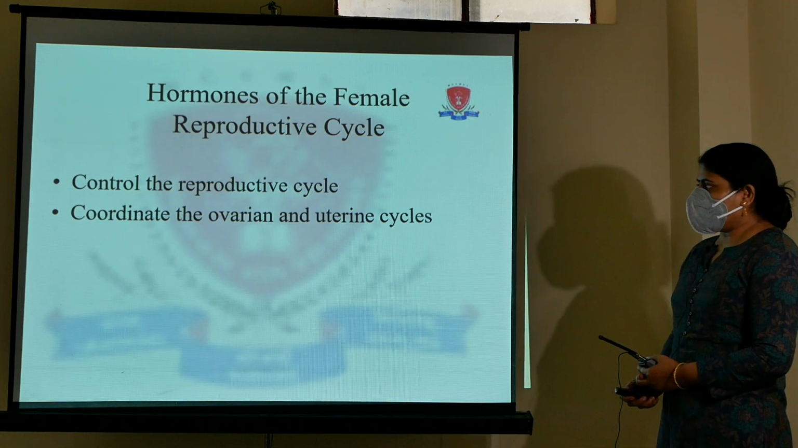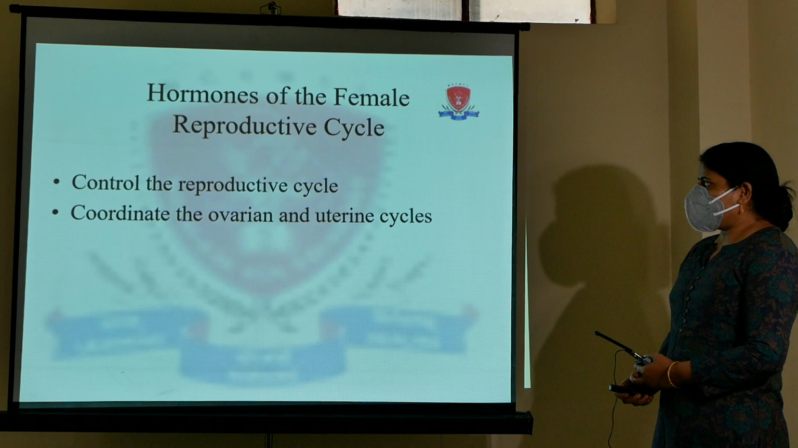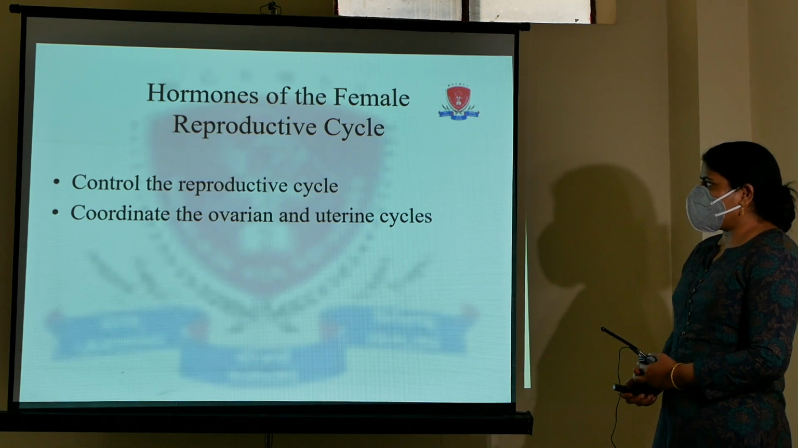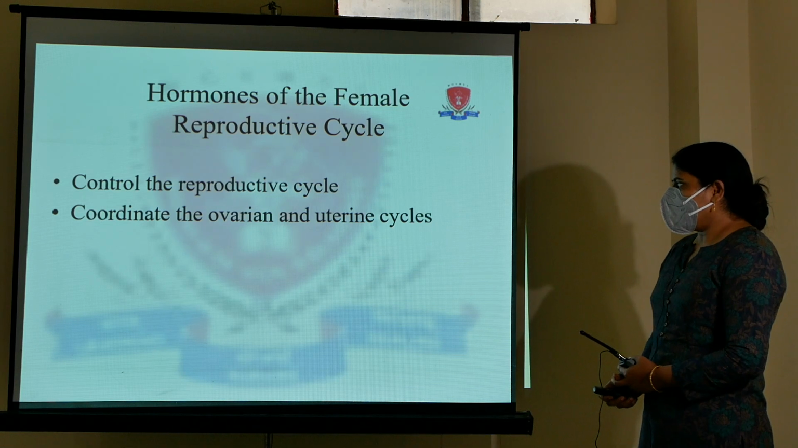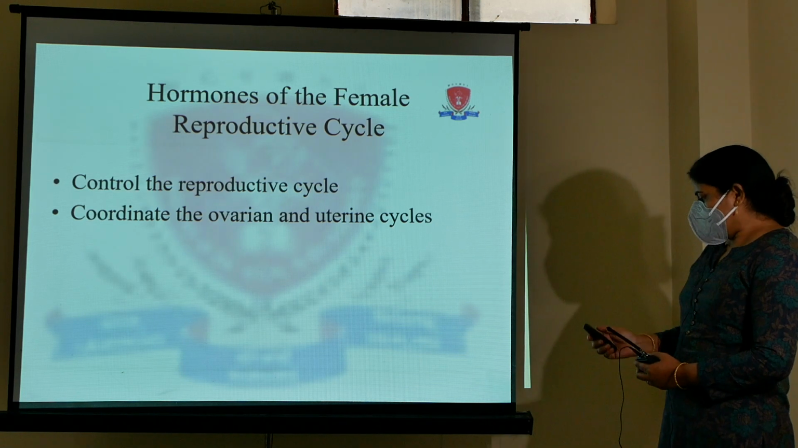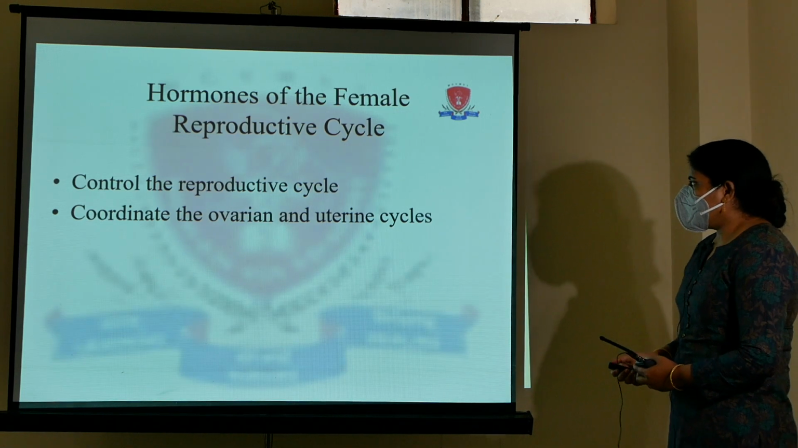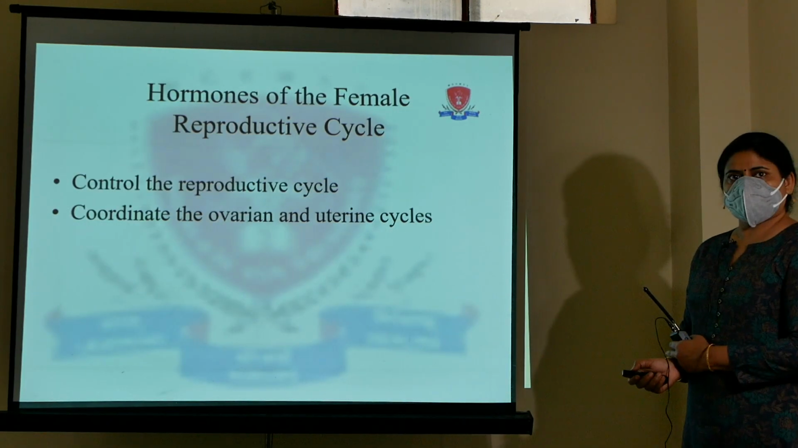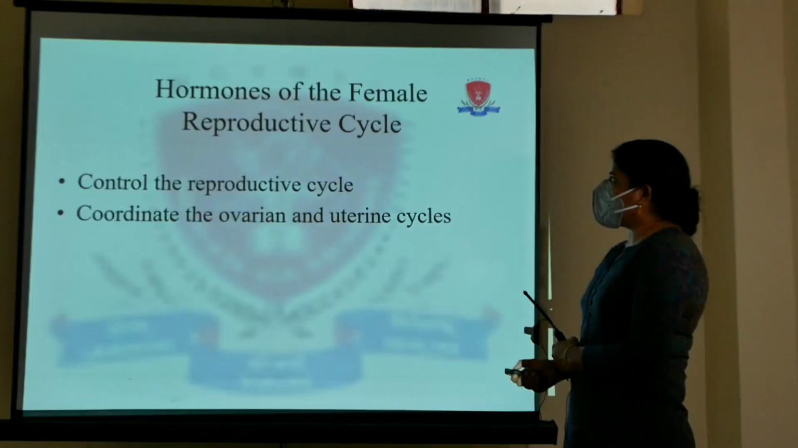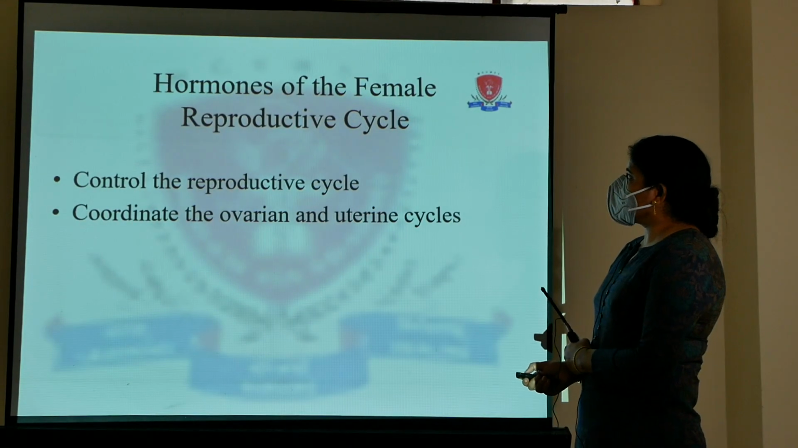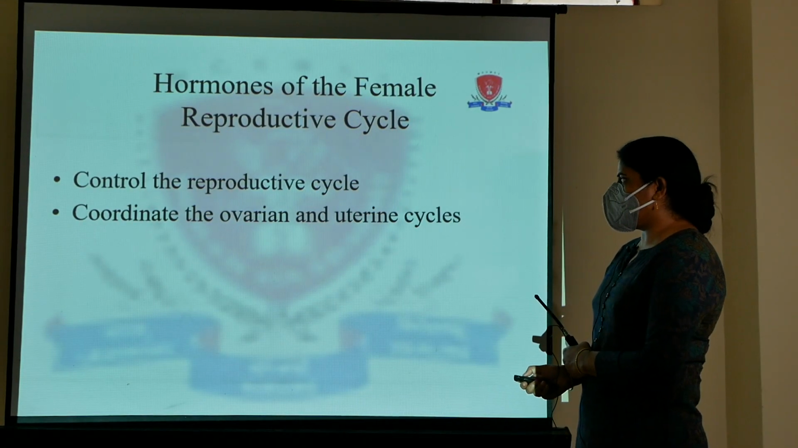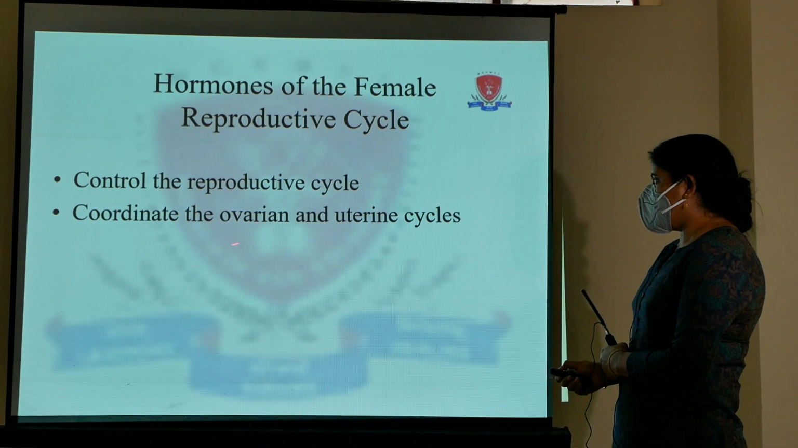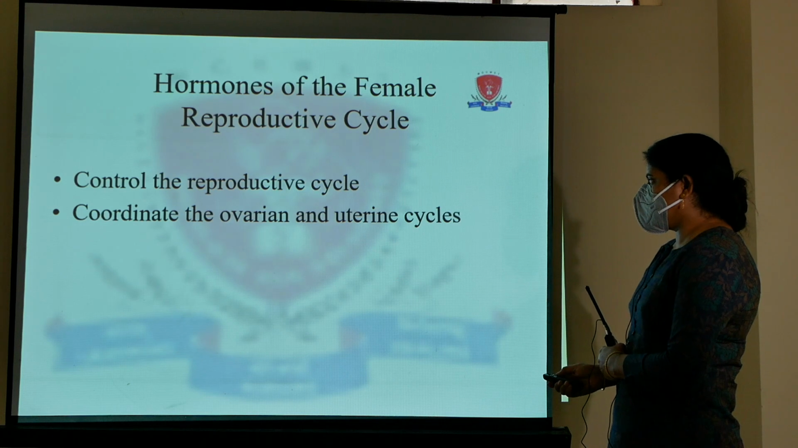But to have a slight idea regarding the reproductive system of the female, we have to understand the control of the reproductive cycle and coordinate the ovarian and uterine cycles. So, to start with the topic, the hormones responsible for the female reproductive cycles control the reproductive cycle and coordinate the ovarian and uterine cycles.